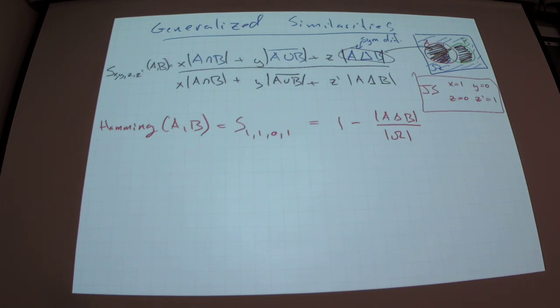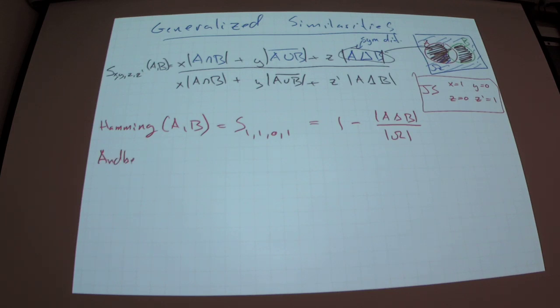So if object 7 is in the set, then the 7th bit is 1, otherwise it's 0. And it's the fraction of bits which match. If you work through these numbers, you can see that you can recover this. Hopefully you've heard of the Hamming distance before. The Hamming similarity is 1 minus the Hamming distance.